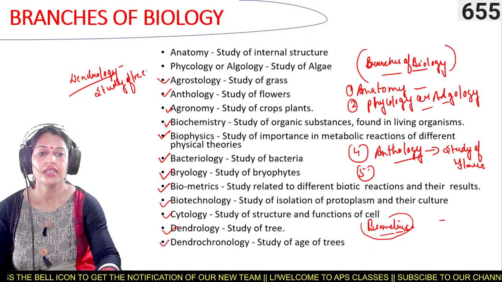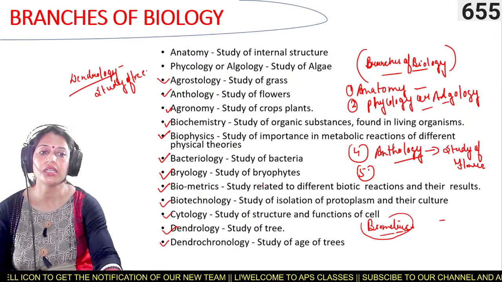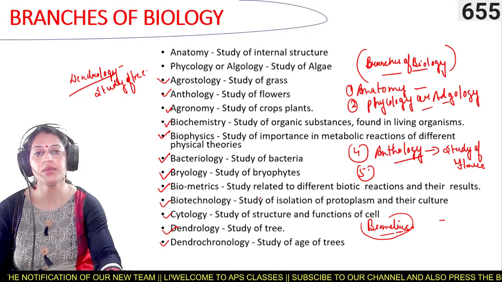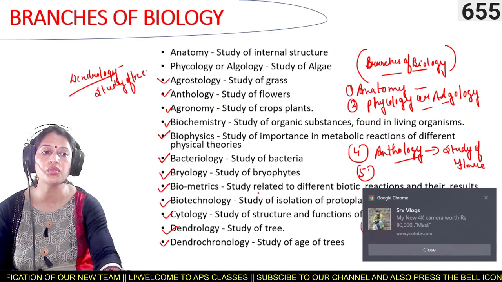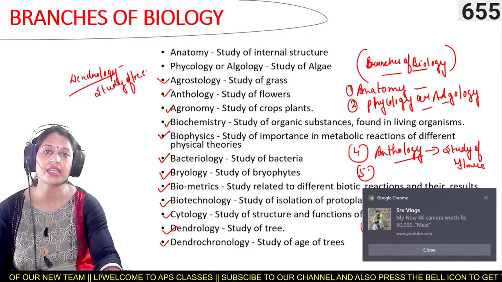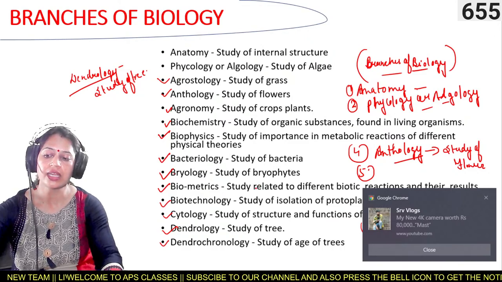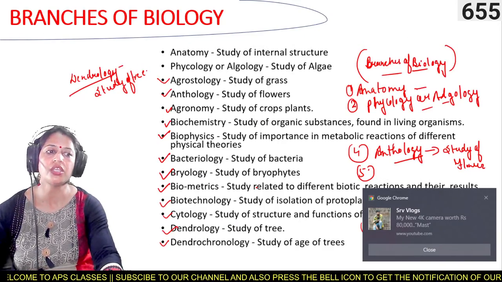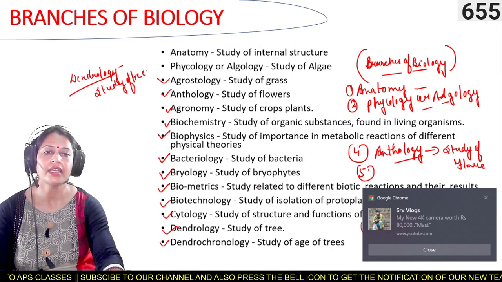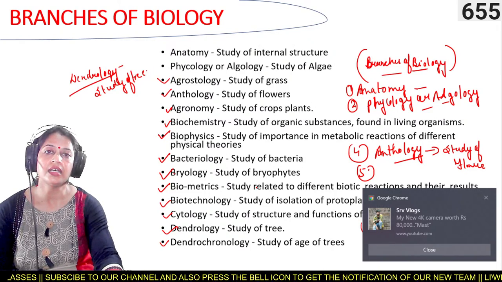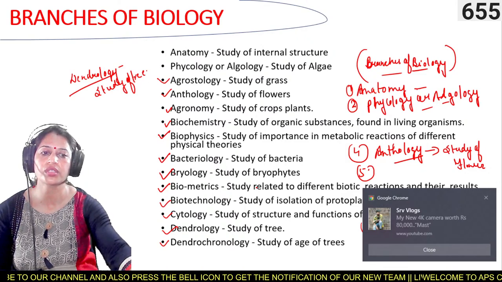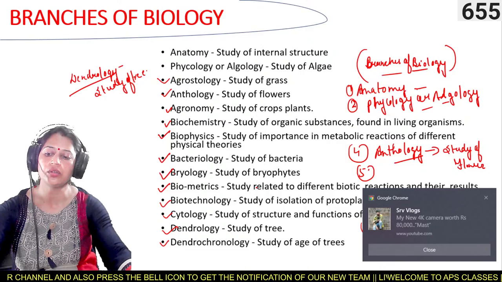Next is dendrochronology. Dendrochronology is the study of the ages of the trees. Kisi bhi tree ki age kya hai, us age ko justify karne ke liye, us age ko study karne ke liye jo study hai, that branch of biology is known as dendrochronology.